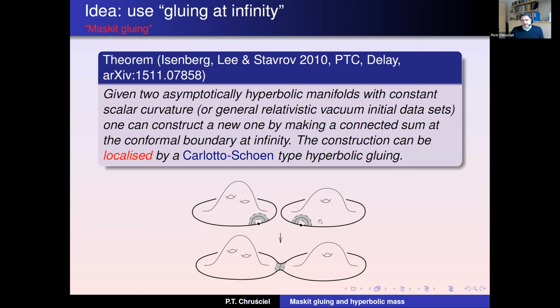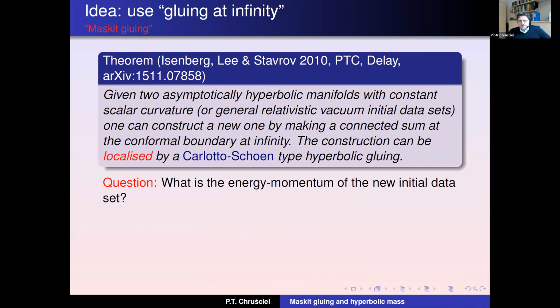So you can think of our construction as saying, well, you take two Horowitz-Myers solutions, so they have a negative mass, you put them together, the masses add, and you get a negative mass at the end. That was our first idea 3 years ago already when we started thinking about this, but it turned out to be a little more complicated than this.